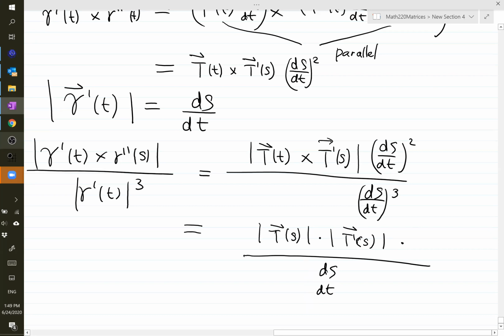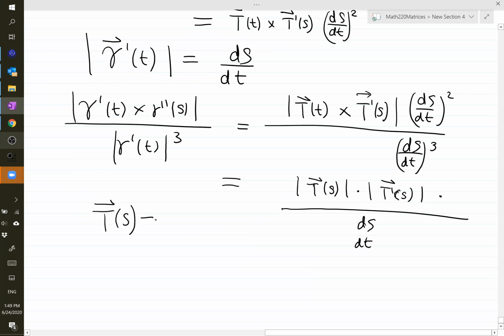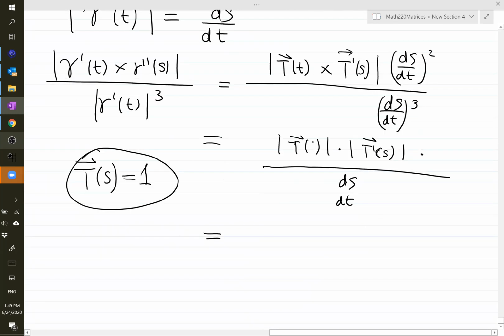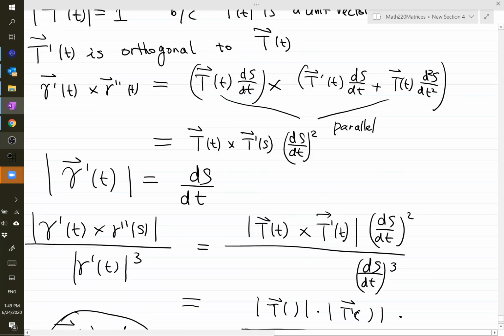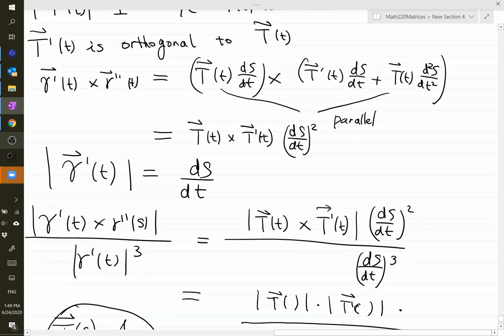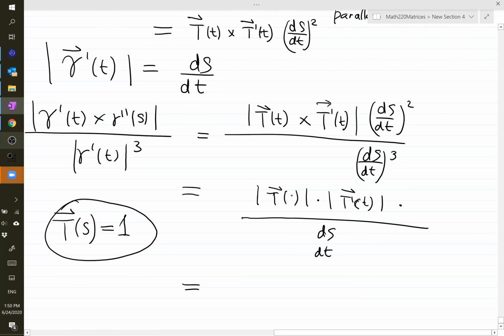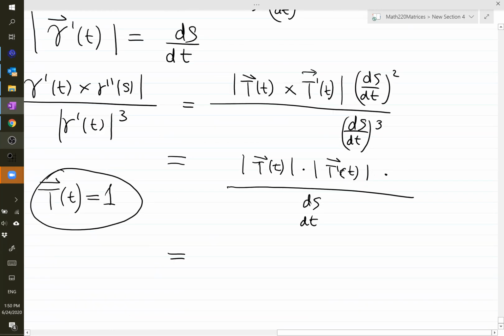So remember, the last step is T. The tangent vector is a unit vector in variable s. Sorry, everything should be in t. Wait a second, this should be t, this should be t. Okay, this thing in variable t, the tangent vector, capital T, is a unit vector, so its norm is 1.